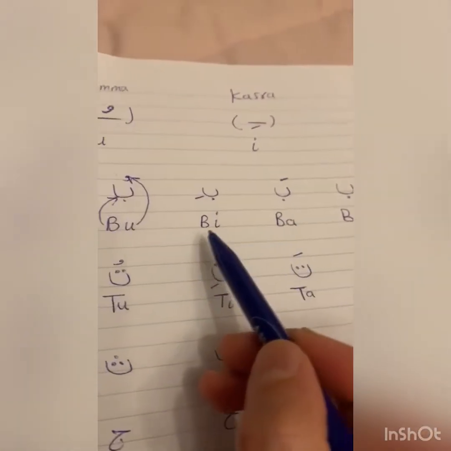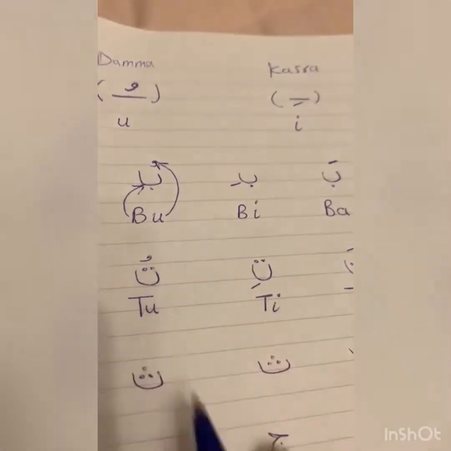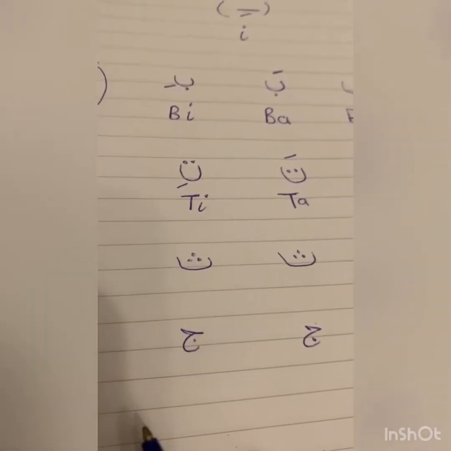So ba, bi, bu. Ba, bi, bu. That's how you deal with the vowel signs when they come over the Arabic letters.